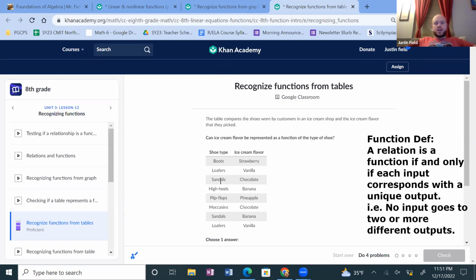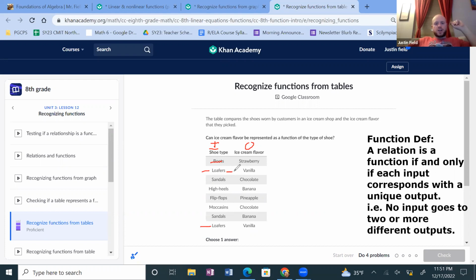So what we're going to look at is our inputs, which are right here, and just make sure that each input has its own output. I like to do that with arrows. Let's first look and see if any repeat. Boots only appears once, so that's good. Loafers is here twice. So it's like two people chose loafers.